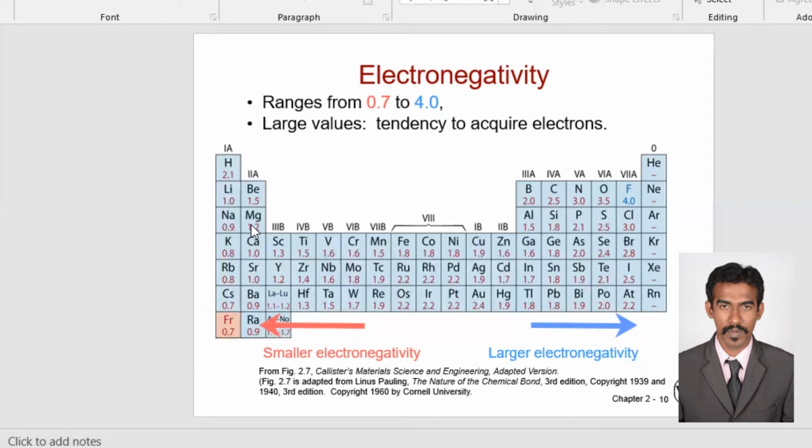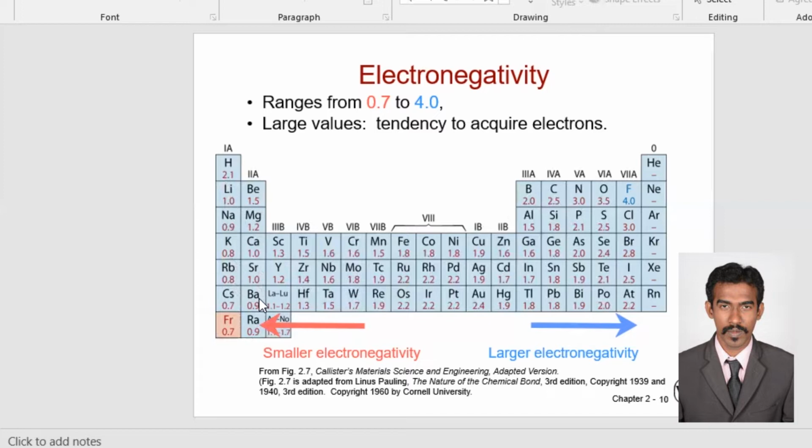So the general tendency is that it increases across the table from left to right. Also from top to bottom, it is decreasing, right? 1.0, 0.9, 0.8, 0.8. So it is decreasing. Here you see 1.5, 1.2, 1.0, 1.0, 0.9, 0.9, it is decreasing. So this is just a general tendency.